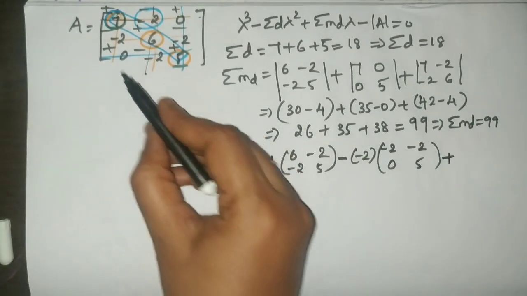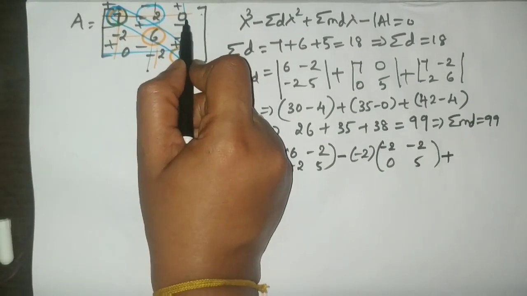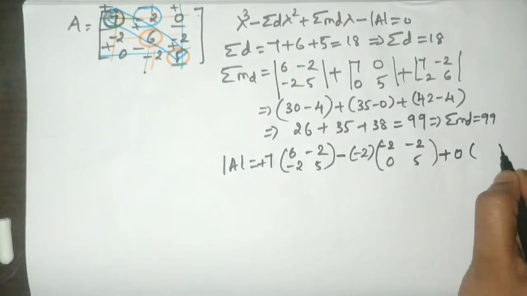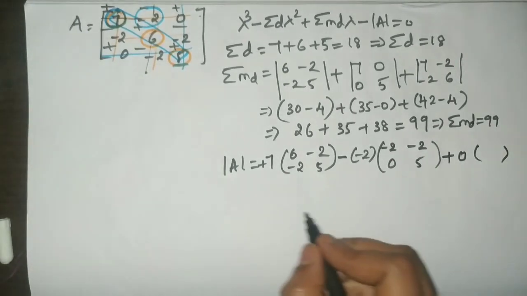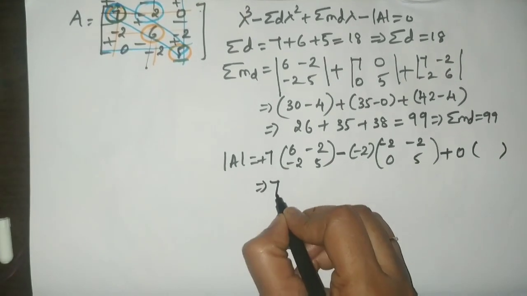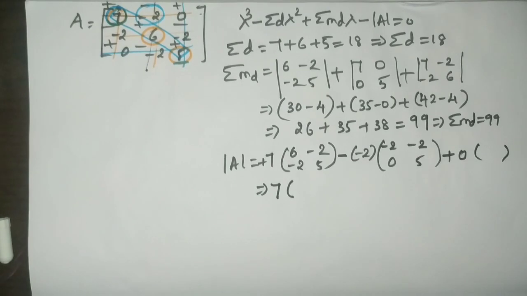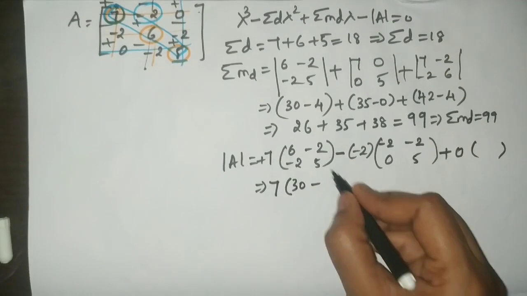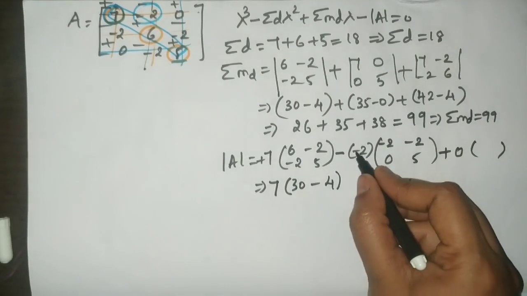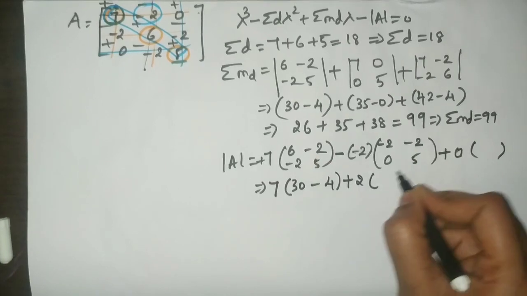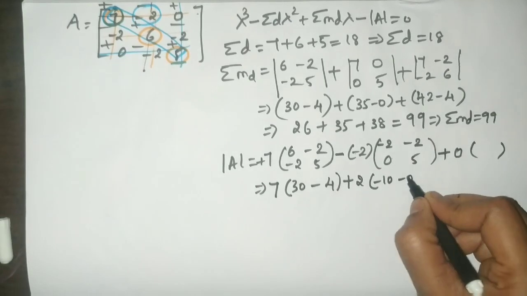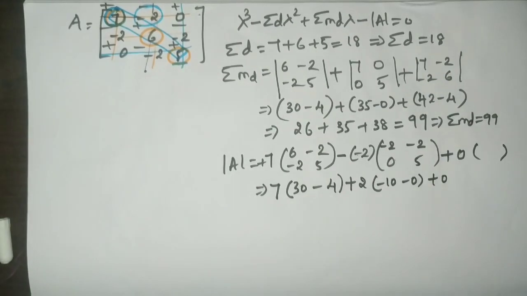Similarly, the last one, that is the third element of the first row, which is 0. As you know, 0 into any term becomes 0, so I am not writing it. You have to simplify. 7 into 6 fives are 30, minus 2 into minus 2 is 4. Minus of minus becomes plus 2. Minus 2 into 5 is minus 10. Minus 2 into 0 is 0, plus 0.